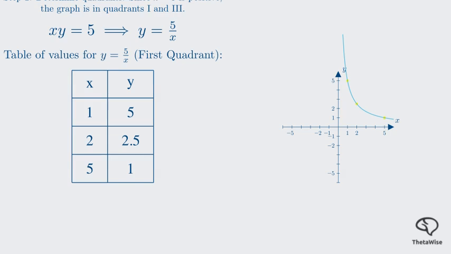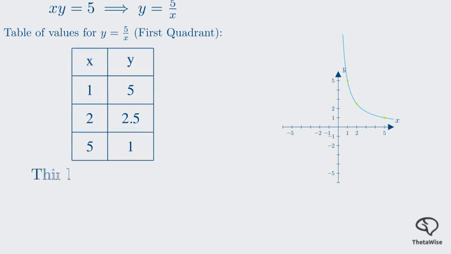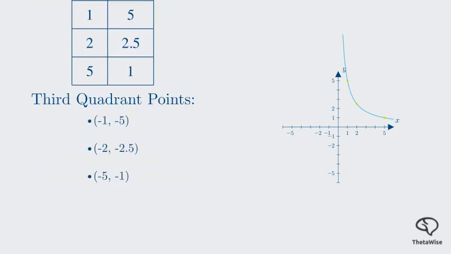To complete our sketch, we need the second branch. This branch is in the third quadrant and is symmetrical to the first. The corresponding points in the third quadrant, found by taking the negative of the x and y values, are negative 1, negative 5, negative 2, negative 2.5, and negative 5, negative 1. Plot these points and sketch the second branch, ensuring it mirrors the first branch and approaches the axes. Label the entire graph with its equation, xy equals 5. This is the complete sketch of the rectangular hyperbola.